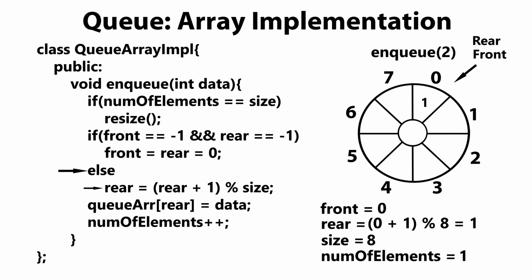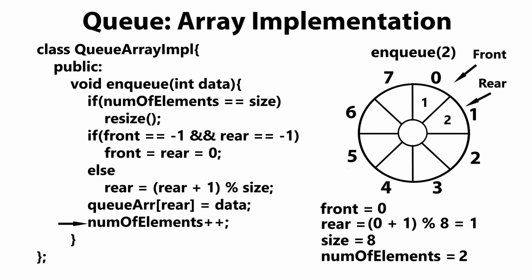So 0 plus 1 is 1. Mod the size, which is 8. And that would generate the index of 1. Then we come here and we use the index to access that position within our array. And we assign it the data that we want to enqueue. And since we successfully insert it within our queue, we're just going to increment the number of elements.